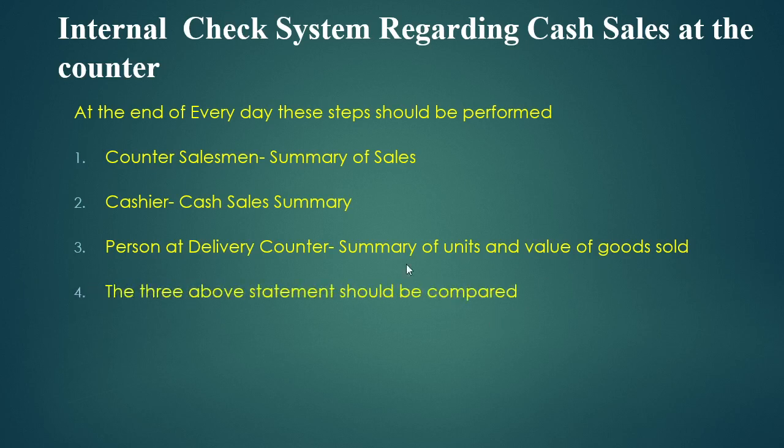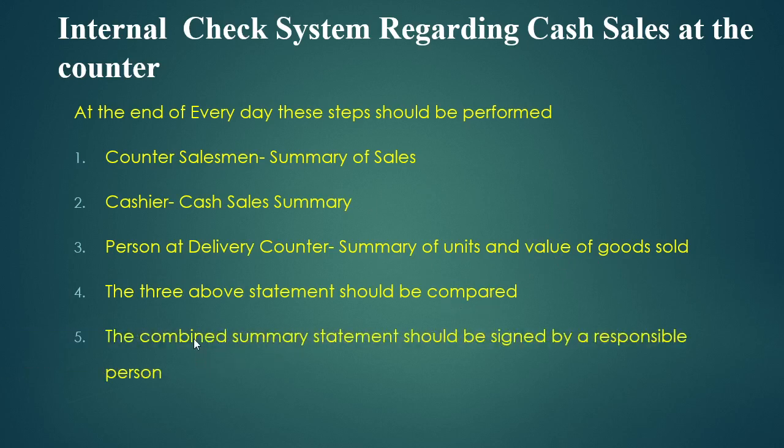So now we have three major documents: summary of sales, cash sales summary, and summary of units and value of goods sold, and these three documents should be compared. After proper verification, this combined summary statement for the day should be signed by a responsible person. And the last step, the daily cash received, cash or cheque, anything, all these things should be deposited into the bank. So at the end of every day, all these steps should be repeated.